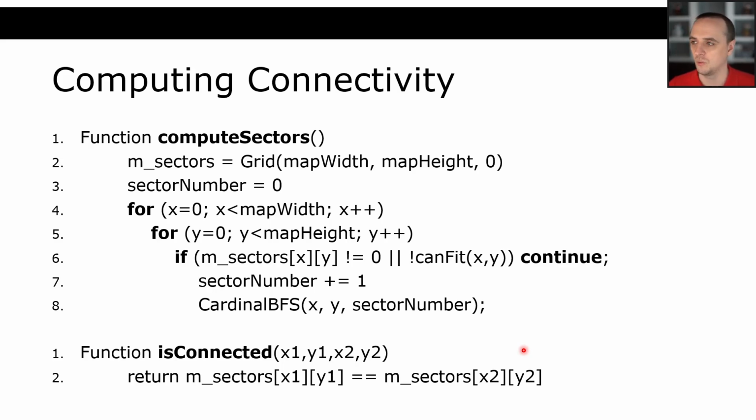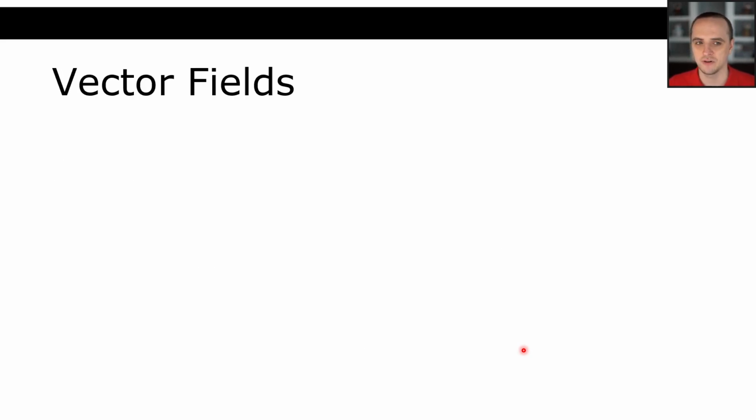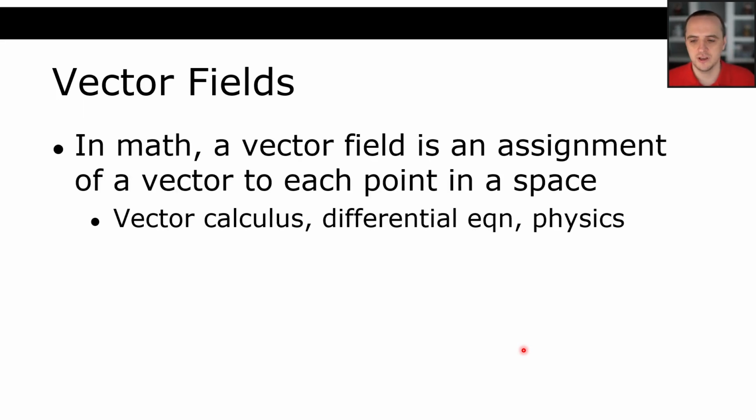All right. So why did I say all of that? Is because I want to teach you this new algorithm in terms of an algorithm that you already know. So let's talk about vector fields. So in mathematics, a vector field is essentially an assignment of a vector, right? So something with direction and magnitude to each point in space. And so they use it a lot in vector calculus, in differential equations, in physics, in weather simulations. Vector fields are used all over the place.